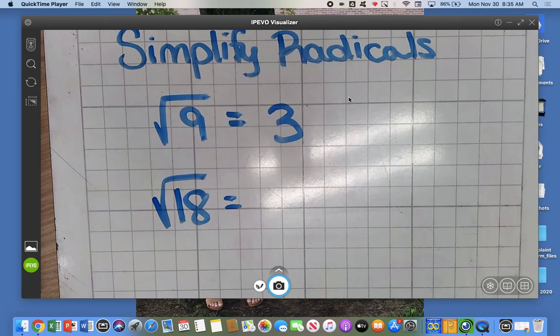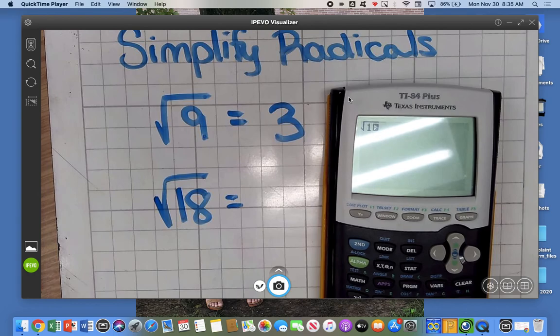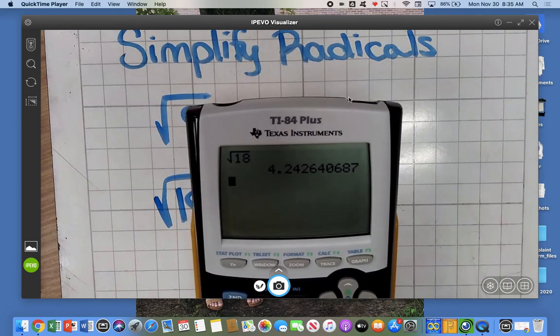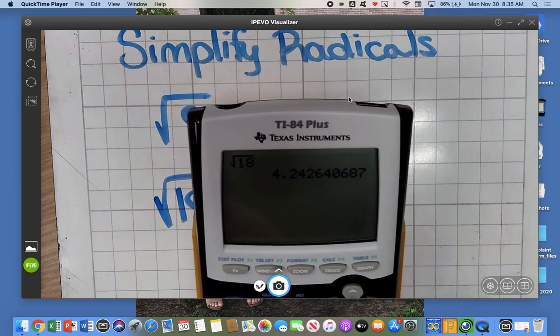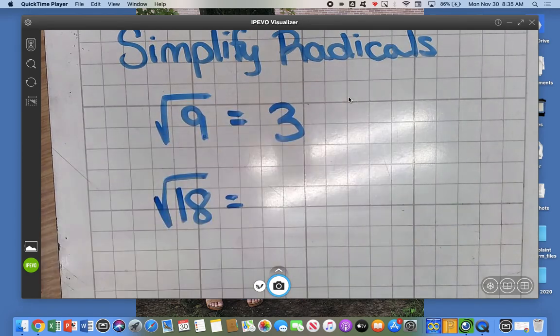Okay, so if you guys type in the square root of 18 on your calculator, I get 4.2426. Do you guys get something like that? You should get a decimal. Now, we don't like that type of answer. No decimals today. But we can simplify this.